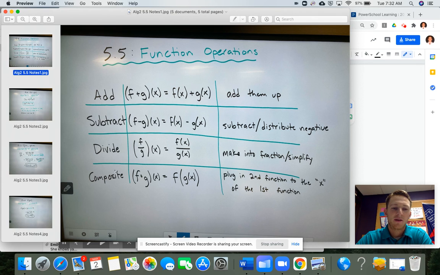And then we call this the composite. So it's f composite g of x. And you're actually going to take the second function and plug it into the first function. So it's like we're substituting it. So we're going to take like f of g of x. So whatever g of x is, you're going to plug that into the variable for x. So plug the second function into the x of the first function.